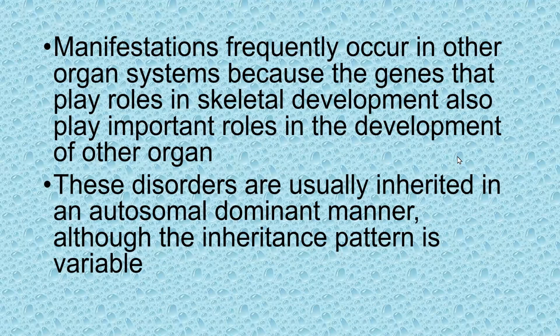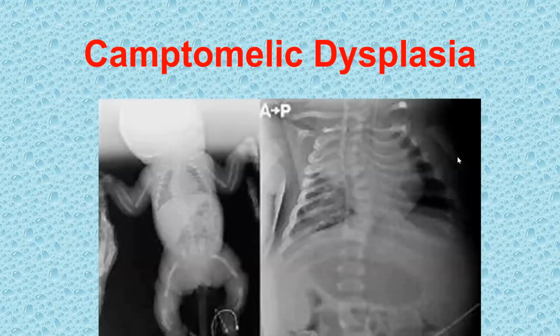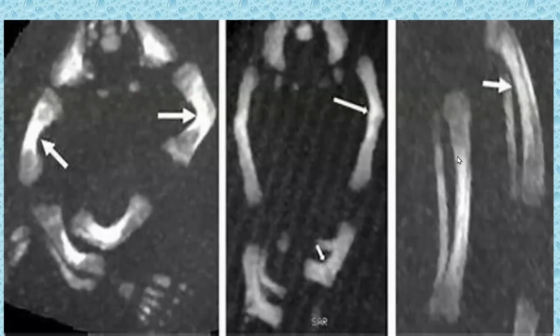Many of these disorders are caused by mutations dysregulating the way growth plate chondrocytes function, and knowledge of the growth plate defect helps physicians understand the associated clinical manifestation. Camptomelic dysplasia. You see, this is a dysplasia which is characterized by angular deformities and insufficiency fractures.